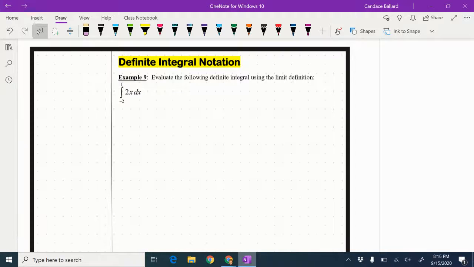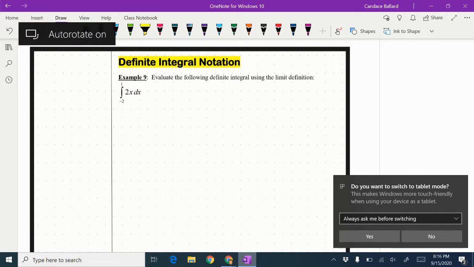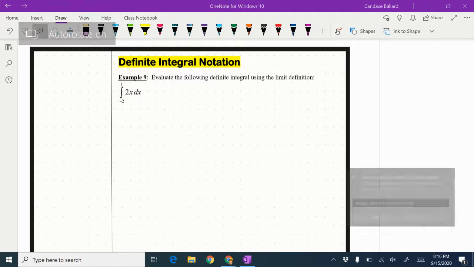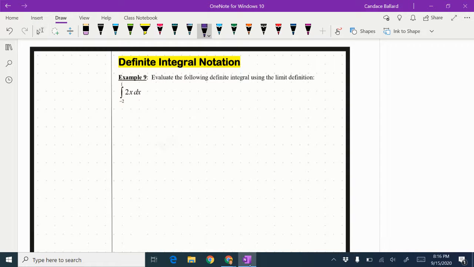All right, we're now going to do one more of these. We're going to use the limit definition, but it's in our definite integral notation, which is our fancy notation from last year. So let's see if we can figure this out based on what we know. We know that this is our lower bound and this is our upper bound. That's going to be our function in there.